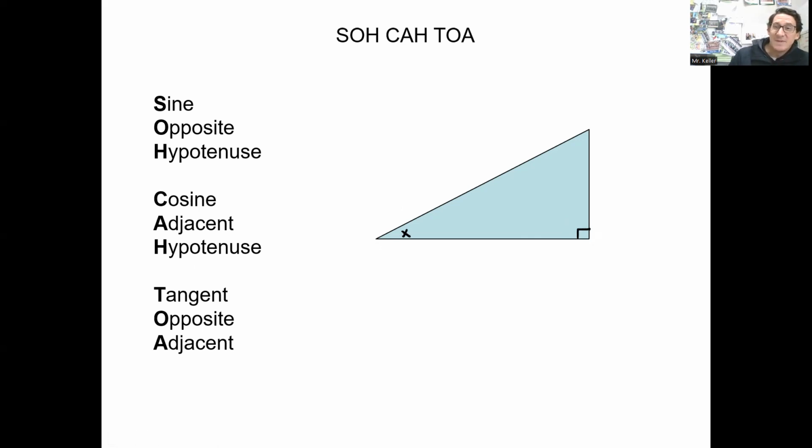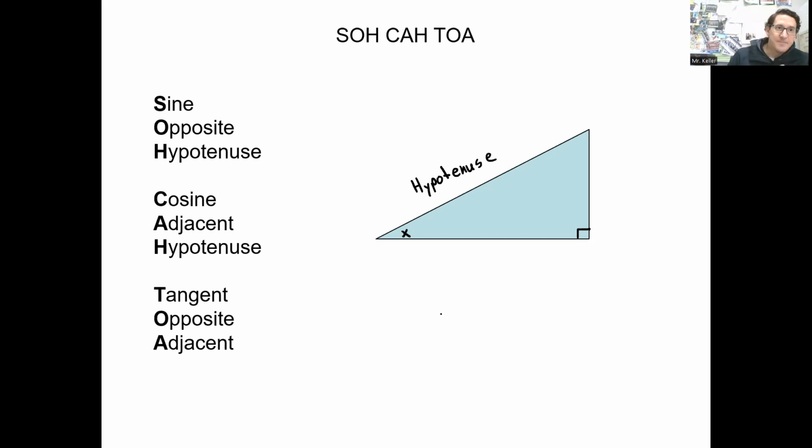First thing I'm going to do is label the sides as hypotenuse, opposite, and adjacent. I'm always going to start with the hypotenuse because that's the easy one. The hypotenuse is just the longest side. It's always across from the right angle. So this is the hypotenuse.